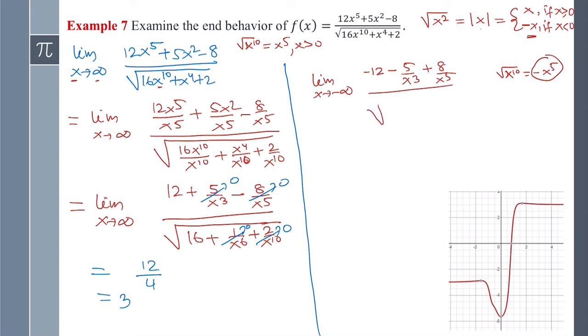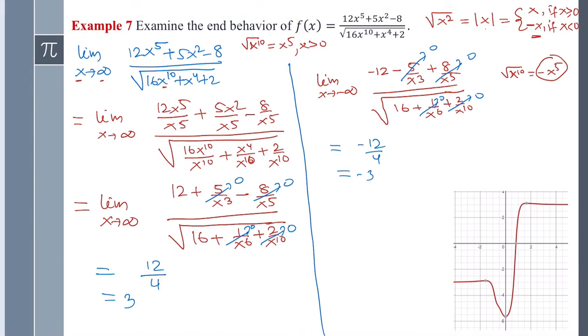But in the denominator, we square that and then divide, so it's x to the 10 again, so it does not make any difference. So 16 plus 1 over x to the 6th plus 2 over x to the 10th. Now, when we take the limit, this approaches 0, this approaches 0, this approaches 0, and this approaches 0. So the limit is negative 12 over 4, which is negative 3. So in this case, we have two horizontal asymptotes.